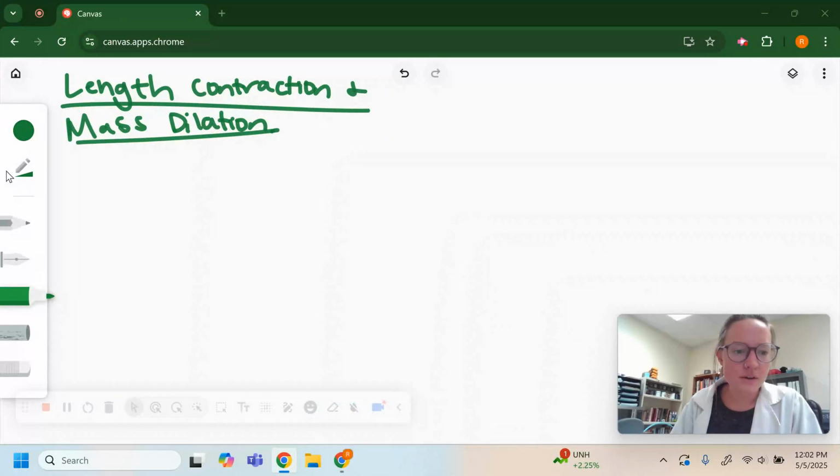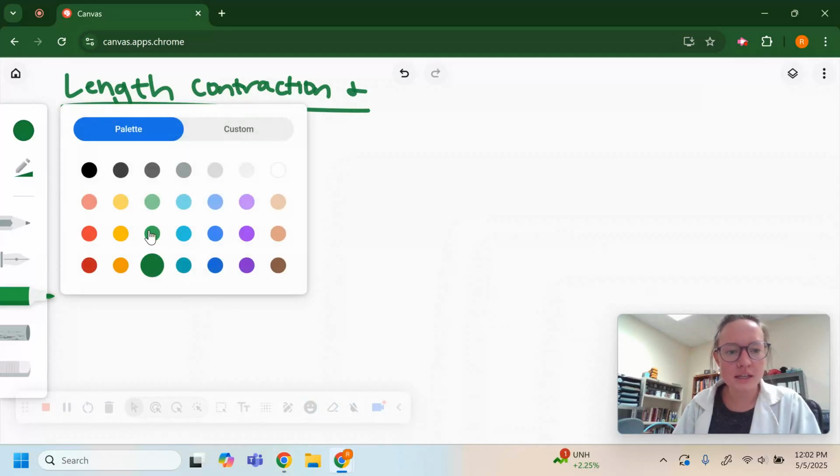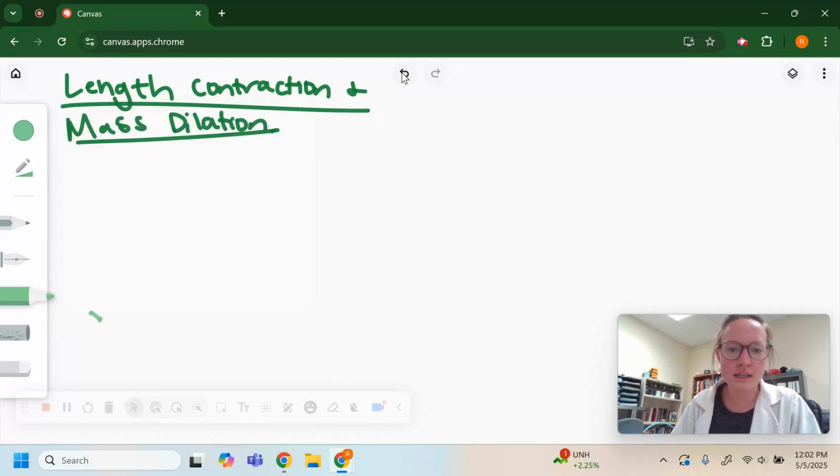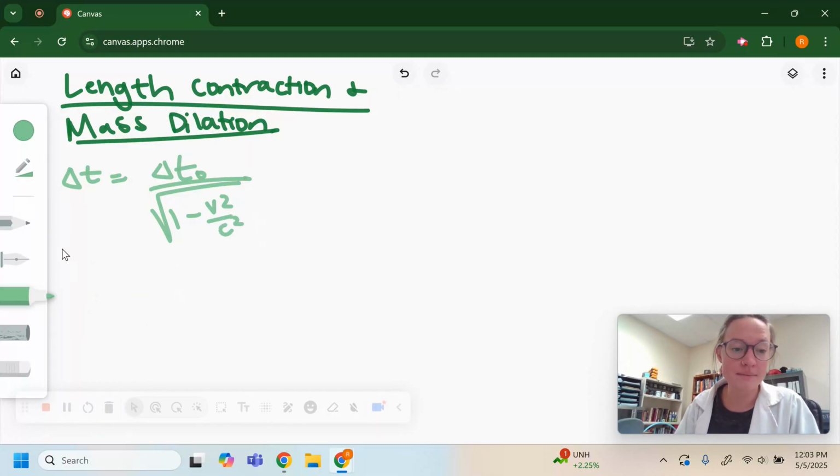In our last video, you learned that when it comes to time dilation, we know our equation for time dilation looks something like this. We know that time dilation, delta T, the amount of time that passes for you looking at someone else's clock, is their time that they see when they look at their own clock divided by the square root of 1 minus v squared over c squared, where v is the speed of them and c is the speed of light.